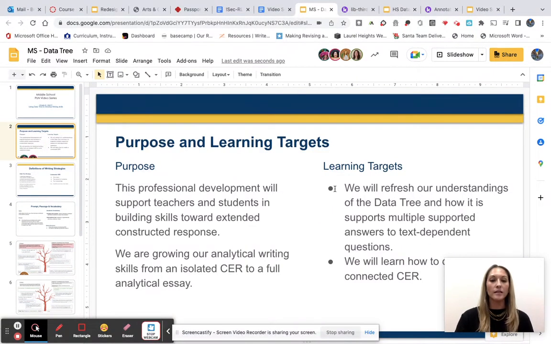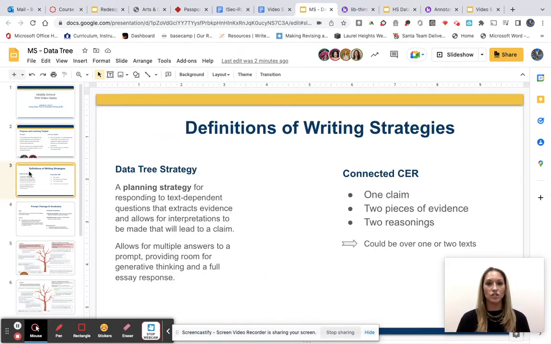To anchor our learning, we wanted to be clear about the purpose of this professional development, which is to support teachers in helping students develop their writing skills in order to write their own connected CER. We also want to develop our own understanding of what connected CER is and what the data tree is so that we have a full understanding and we'll be able to put this in front of students. So let's jump into it.